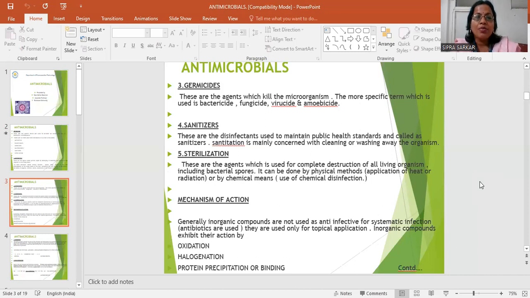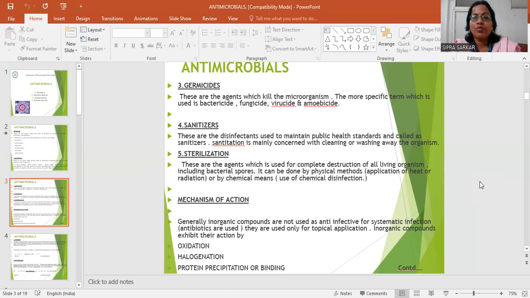Now coming to the sanitizers. These are the disinfectants used to maintain public health standards, and they are called sanitizers. They are specially applied on public areas, and sanitation covers surfaces like surgical tables and surgical glassware. These are non-living substances, and their concentration is higher. Sanitation is mainly concerned with the cleaning and washing away of organisms.